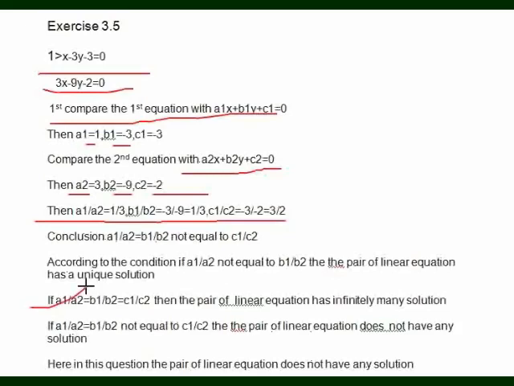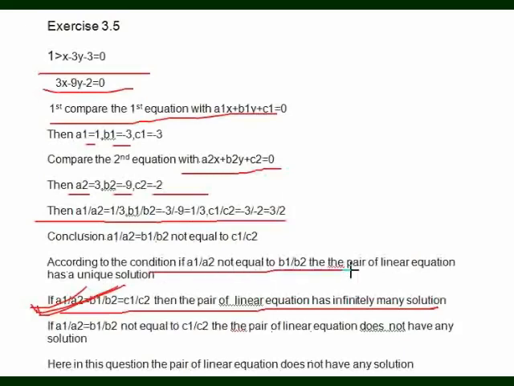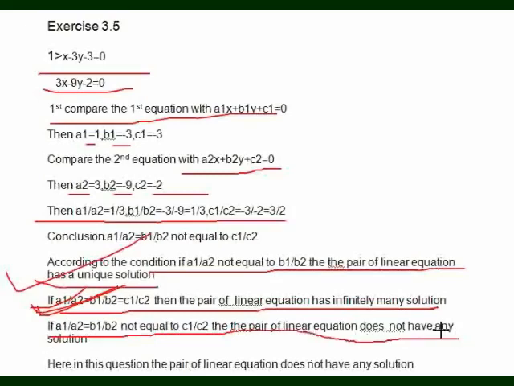The first condition is if a1 by a2 is equal to b1 by b2 is equal to c1 by c2, then the pair of linear equations has infinitely many solutions. This is one condition. And if a1 by a2 is not equal to b1 by b2, then the pair of linear equations has a unique solution. This is the second condition. And if a1 by a2 is equal to b1 by b2 but not equal to c1 by c2, then the pair of linear equations does not have any solution. So three conditions are there.